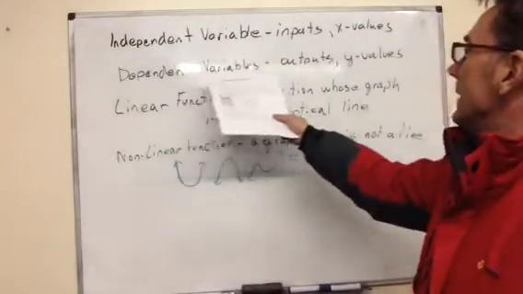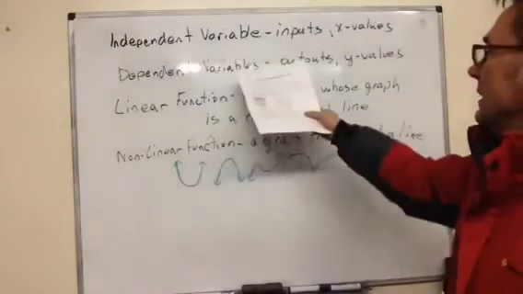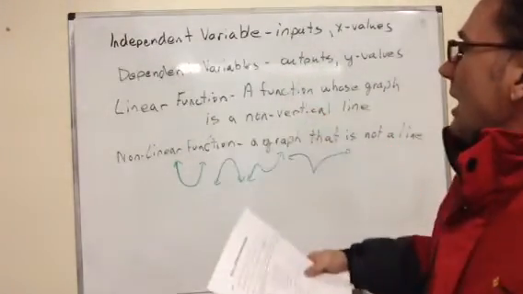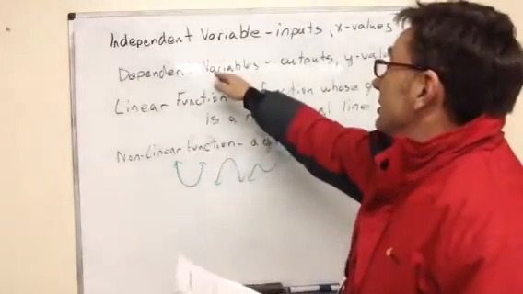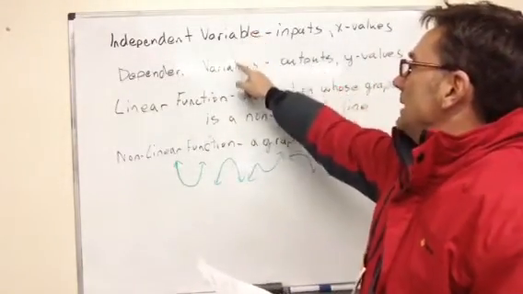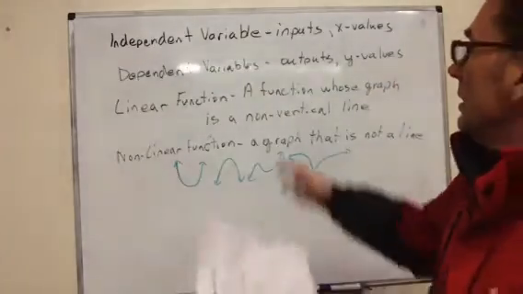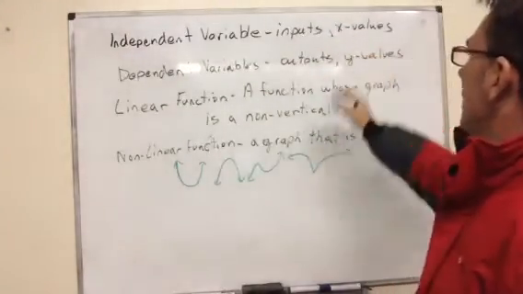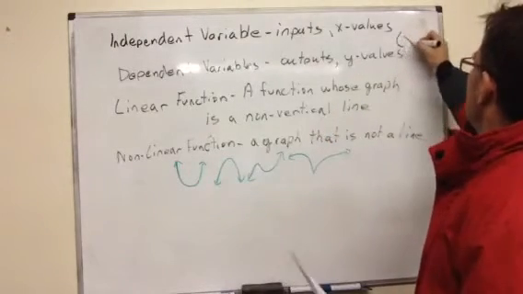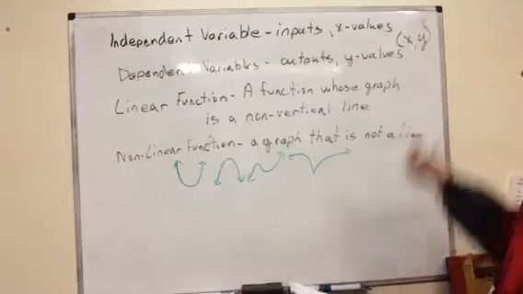A dependent variable are the outputs or the y values. They call them dependent variables because they're dependent on what we start with up here. So the independent and then dependent variables. If we're writing these as an ordered pair, again, x value, y value, it'd be written in this form right here, the x comma y.